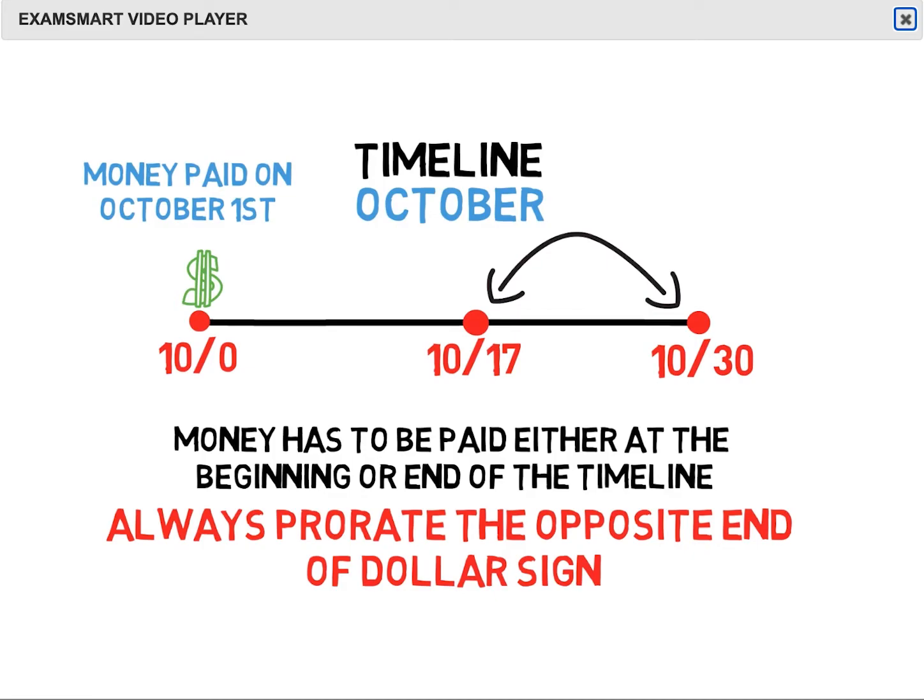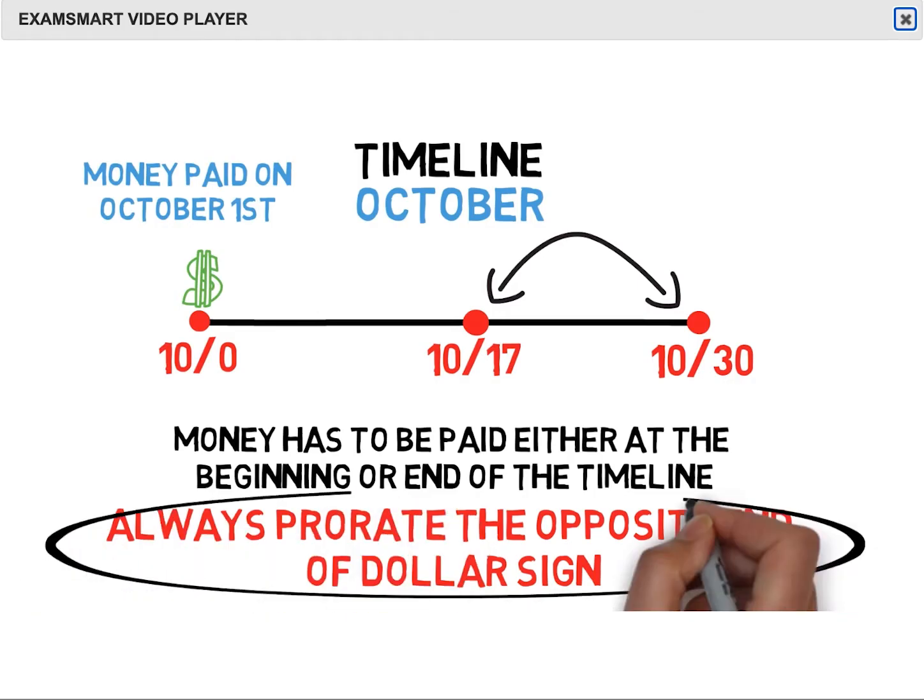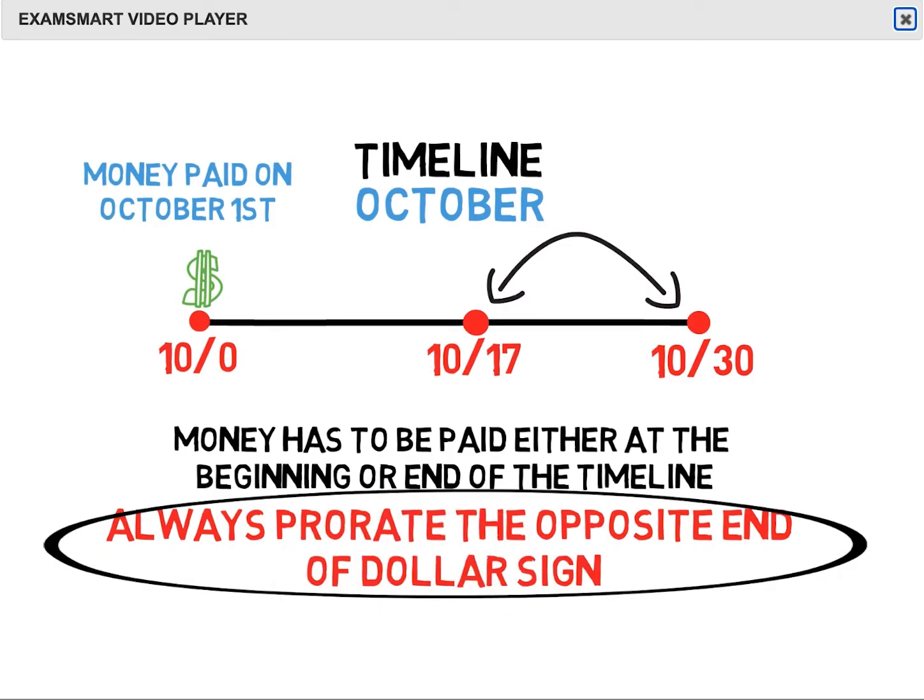Just as a quick aside, if money is paid at the end of the timeline, like typically with real estate taxes, you would put your dollar sign at the very end of the timeline, which tells us to prorate the opposite end, which will be the front part of the timeline. So on prorations, draw your timeline, put your dollar sign either at the very beginning or the end, depending on if it's prepaid or paid in arrears, which means at the end, and then you'll always prorate the opposite end.